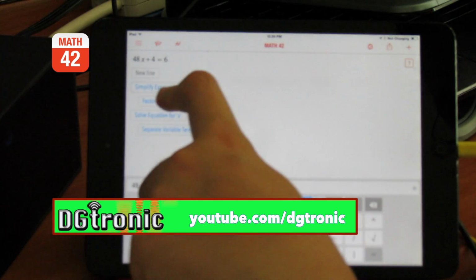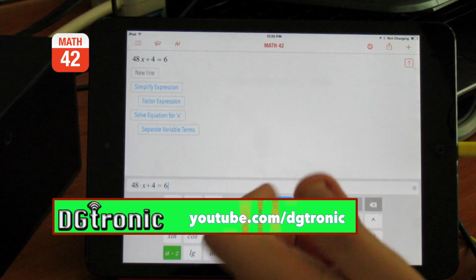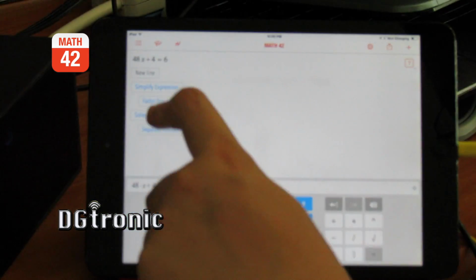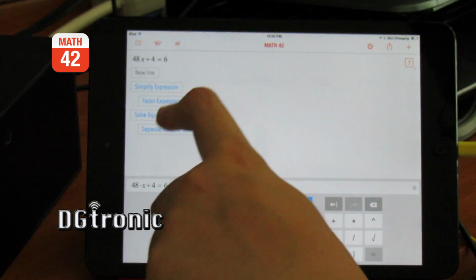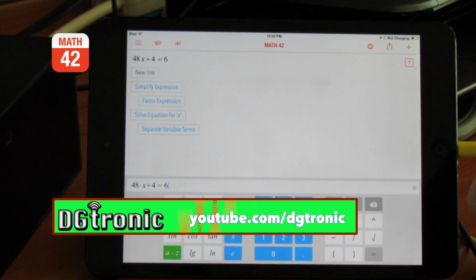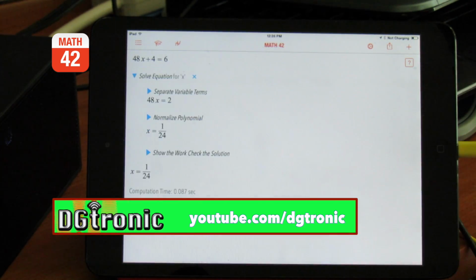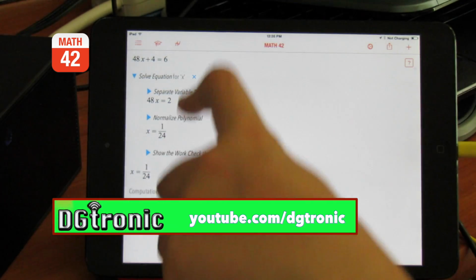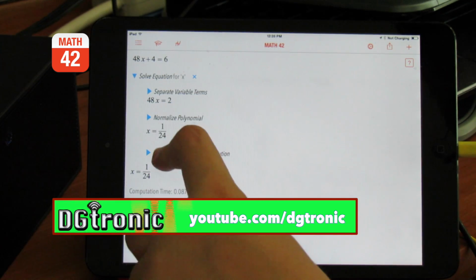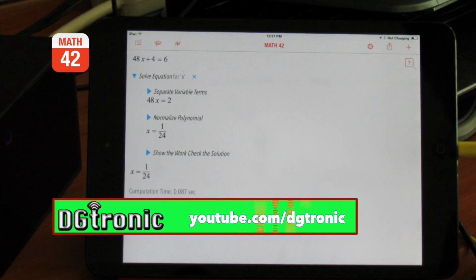I have a few options. New line, so we'll go to a new line in the equation. Simplify expression, factor expression, solve equation for x, or separate variable terms. Well, I just want to straight out solve equation for x in this example. So let's hit that. And so it solves the equation for you, but it also gives you the step-by-step ways of how it's done solving the equation.